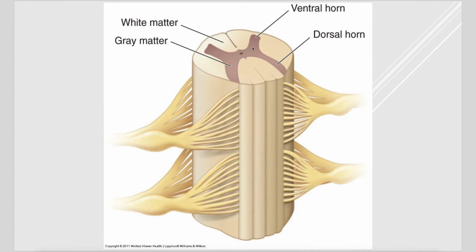So here we can see this is the ventral horn or the anterior horn. This is going to contain nuclei for efferent information, so it's going to send information out. These are the dorsal horns. These are going to bring information into the spinal cord, and then the central canal would be right here in the middle.